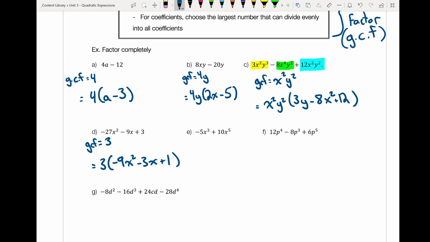You could also look at the bracket, and if you're unsure if you factored it fully, is there a larger number that can be divided, or a larger variable that can be divided into any of these 3 terms? In this case, there's not, so we've gone as far as we can go.